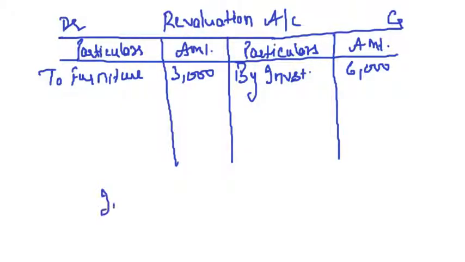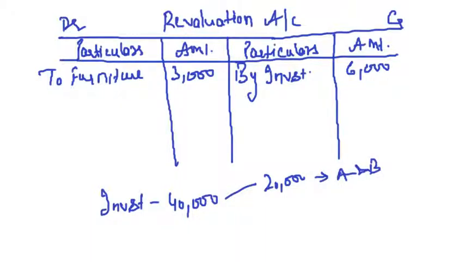See, total investments are 40,000. Out of this 40,000, 20,000 is taken by A and B. What is the remaining part? 20,000. This remaining 20,000 is valued at 26,000. There is a 6,000 upward revaluation of asset. So what is the profit?